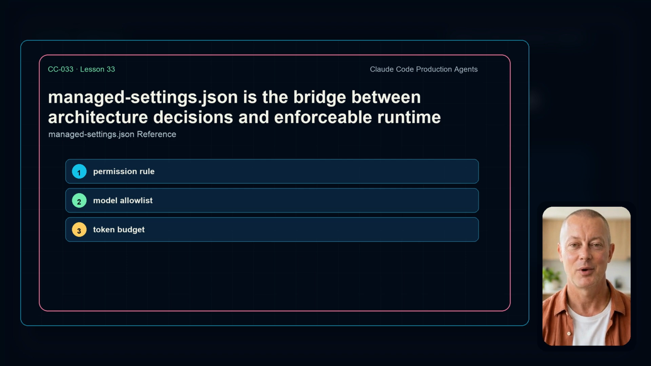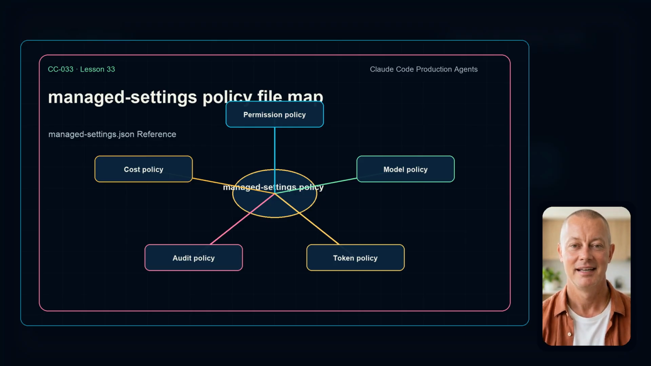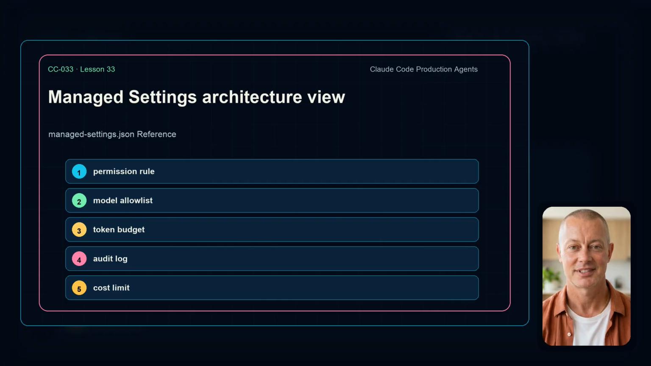The answer is only one part of the system. The path, controls, ownership, and recovery plan matter too. The visible artifact is the managed settings policy file map. It has 5 parts: permission policy, model policy, token policy, audit policy, cost policy. Those parts turn an abstract concern into a concrete review conversation.